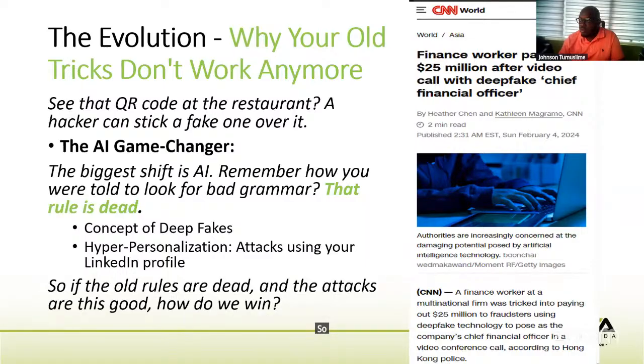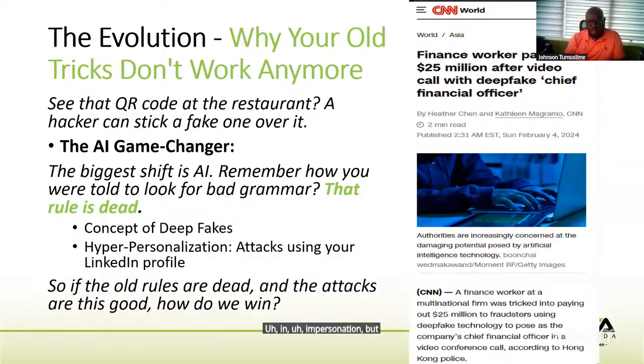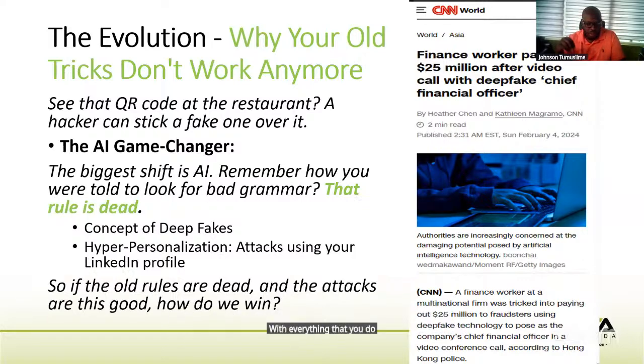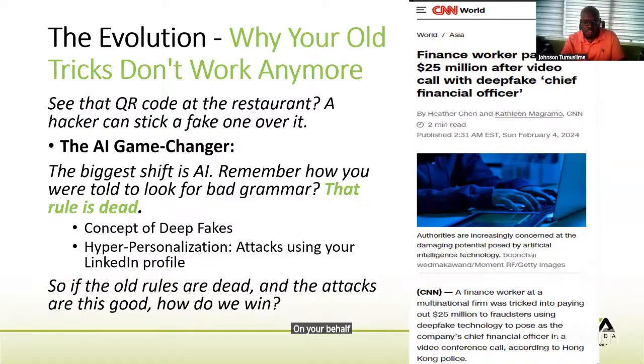So there's also a concept called hyper personalization. Now this would be more like impersonation, but this time it's hyper, because what they're going to do with AI is get your profile with everything that you do: your job, your title, the people you're connected to. They'll have a profile that basically mimics your exact profile and start interacting with people on your behalf. So the AI is able to do these things now. It's very hard to detect some of these things.